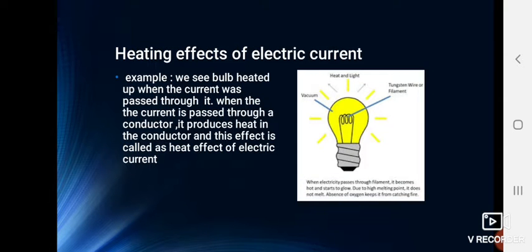Heating effect of electric current. For example, we see a bulb heated up when current is passed through it. When current is passed through a conductor, it produces heat in the conductor, and this effect is called the heating effect of electric current. As you see in this diagram, when electric current passes through a filament, it becomes hot and starts to glow. Due to its high melting point, it does not melt. Absence of oxygen keeps it from catching fire.